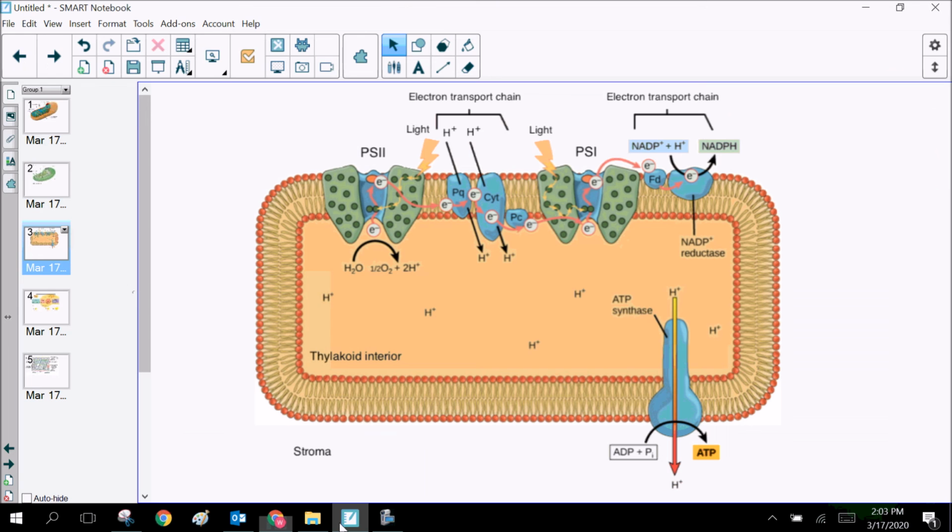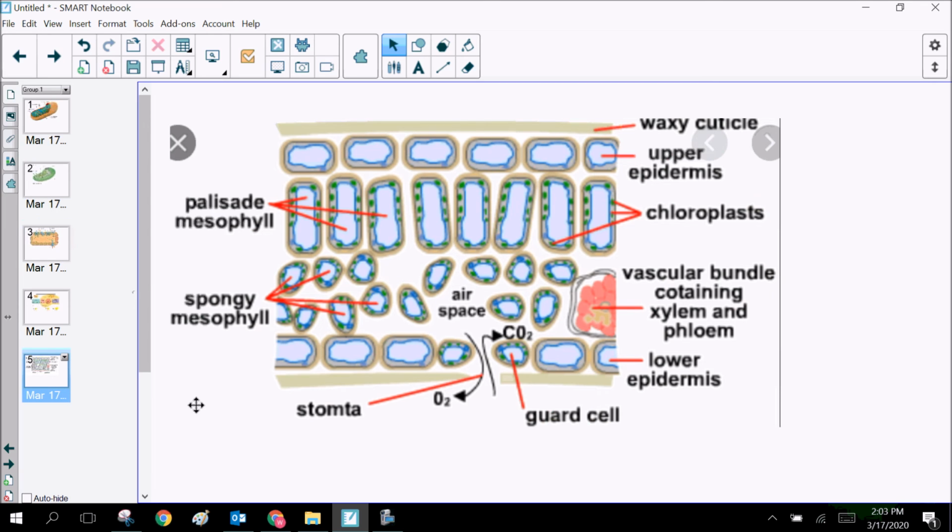If we look back at this leaf diagram here, we can see the cross-section of the leaf. Here are our waxy cuticle and epidermis and palisade mesophyll and all that stuff. And down at the bottom, we said that these little holes are called stomata. These little holes on the bottom are where gas exchange occurs. And we said that this is how the plants are able to take in CO2 from the outside air, right? So they take in the CO2.